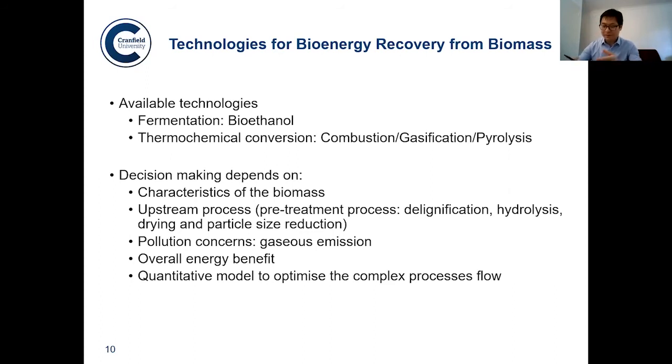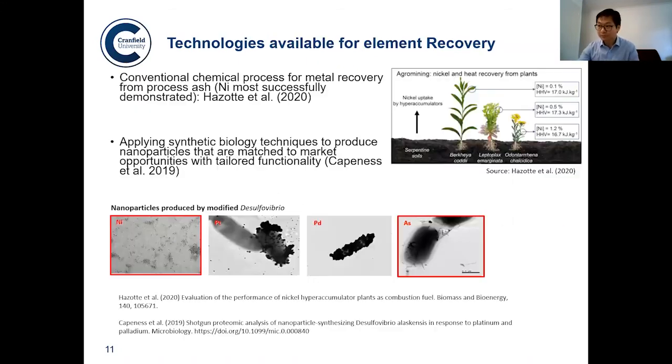So using biomass coming from contaminated land to produce bioenergy requires very careful planning, and a lot of research has to be carried out before any project goes ahead. So to do that, I'll talk in a few minutes about how we built a quantitative mathematical model to help make that decision.